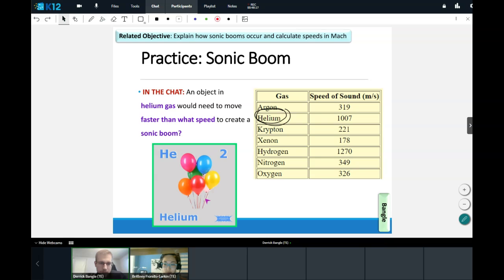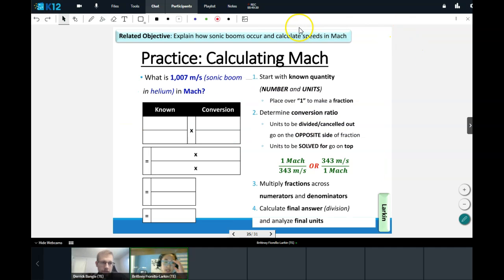All right, so a lot faster. So that's going to be our answer for number 8. Go ahead and raise your hands when you're ready to move on from this question. Cool. All right, so let's do the same process.